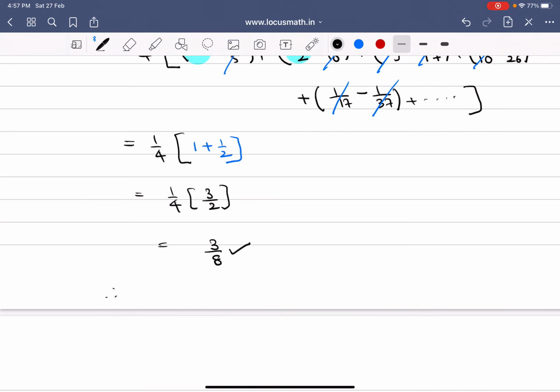Therefore, sigma n equals 1 to infinity, n over n power 4 plus 4, is equal to 3 by 8. So this is the answer.